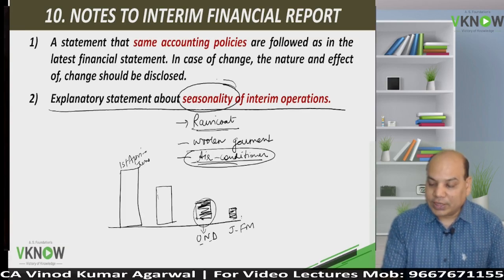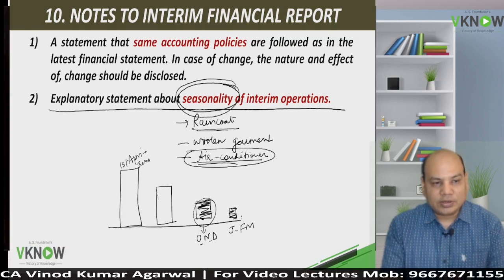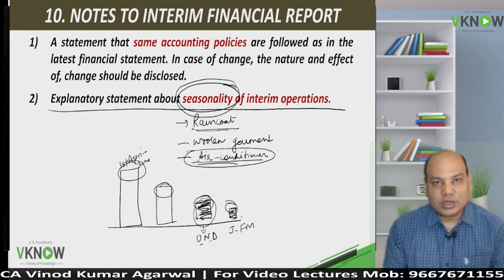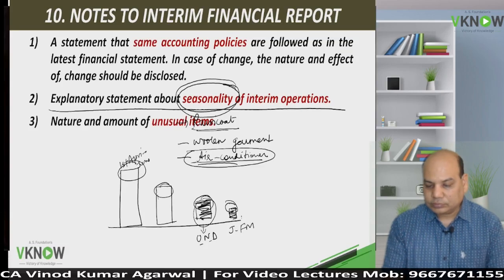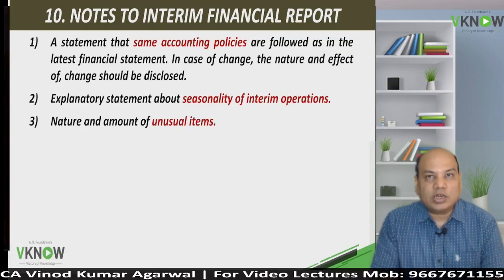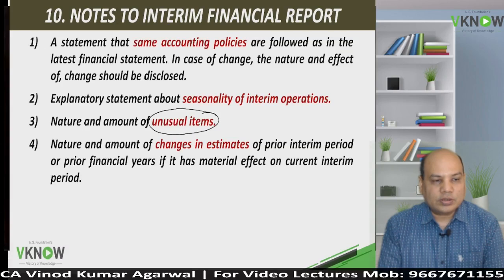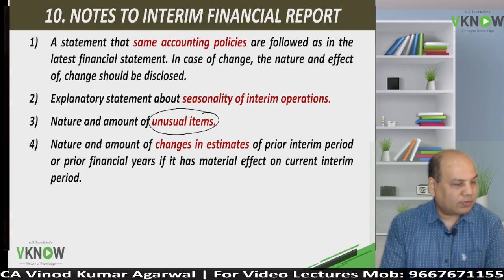So it is better to give a note about seasonality of interim operation. Users will understand that this fluctuation in the sale is not due to operational inefficiency, but it is because of the nature of the business. Third, you have to disclose the nature and amount of unusual item. Any unusual item will have to be disclosed in the notes separately, like for example demerger, merger, restructuring, loss due to earthquake, loss due to fire. These are not usual item, so they will be disclosed separately.